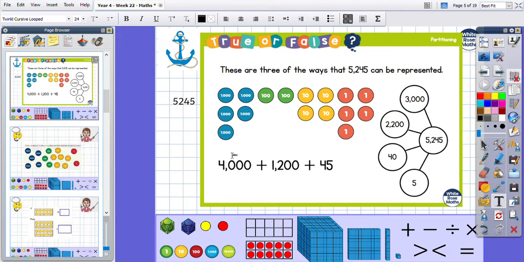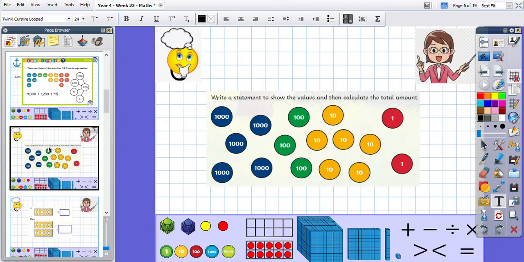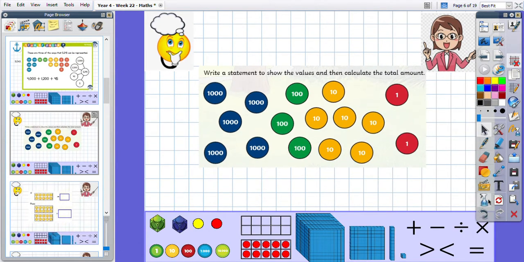We've got 5,245, so yes, it is true. All three ways show 5,245. Okay then, write a statement to show the values and then calculate the total amount.